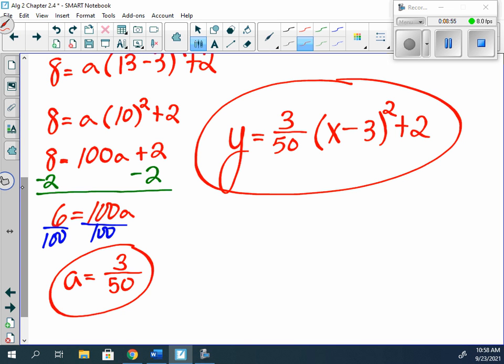Now, if we wanted to write it as a decimal, we could. It would just be y equals 0.06 parentheses x minus 3 squared plus 2. Because it should give us the exact same thing. Any questions on any of this here? We're ready to look at the next one.